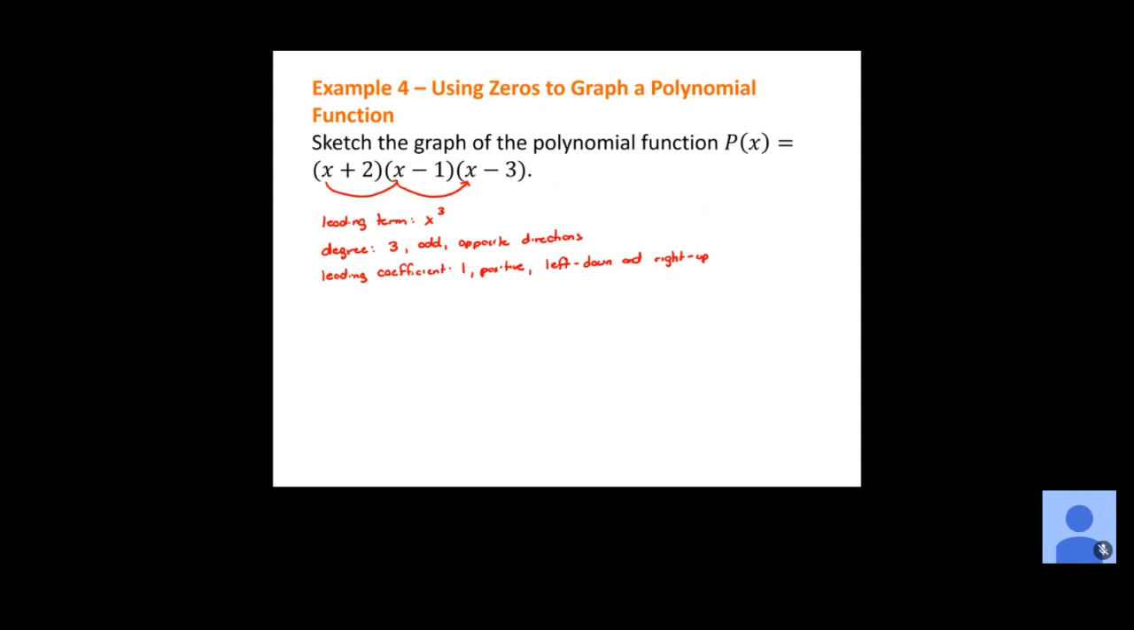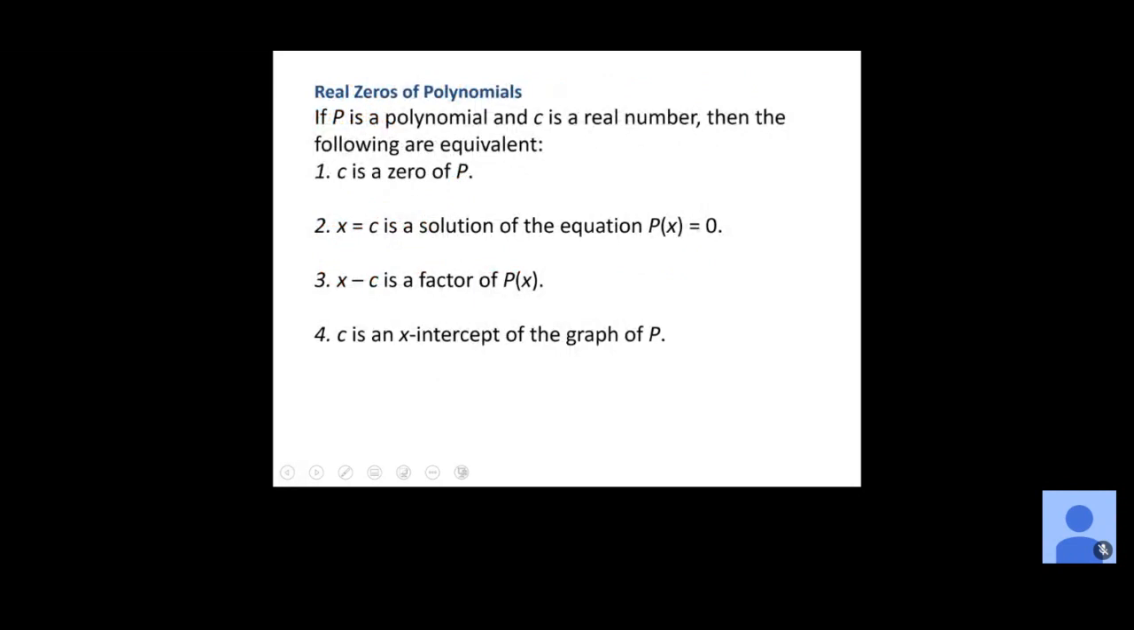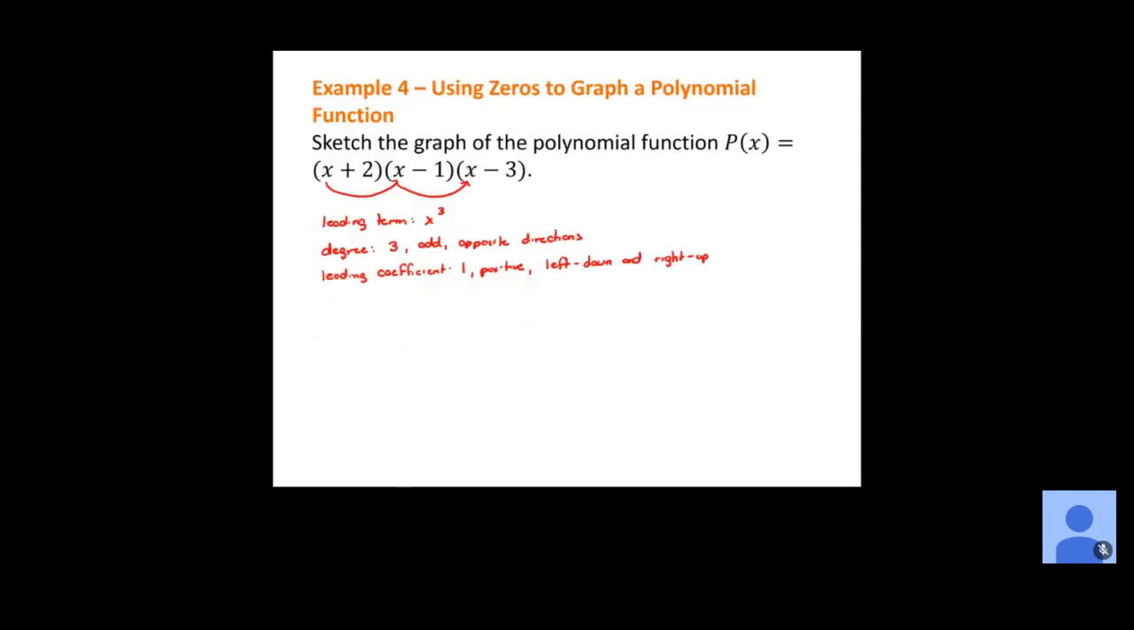All right, now the other thing we can look at now are the zeros of our polynomial. Because if you remember, we have those 4 statements that are all equivalent. If C is a zero, then x equals C is a solution, which means x minus C is a factor, and C has to be an x-intercept of our graph then, right? So if I can find the zeros from the factors, then I have my x-intercepts, right? That's what that tells us.